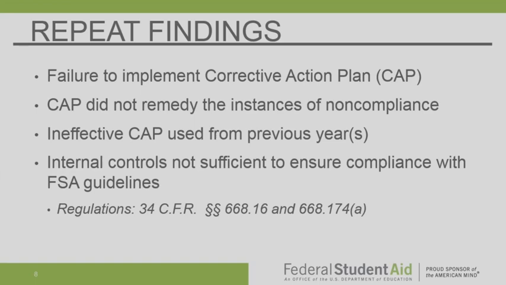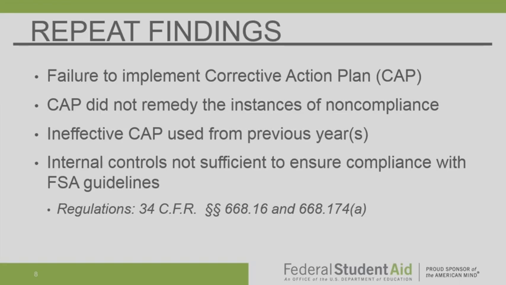So this one is kind of broad. It's just called repeat findings. So you had a problem last year and we sent you some information that identified the problem, and you were required to complete something called a corrective action plan. We call them CAPs for short. We have acronyms for everything. And in this situation, the CAP didn't remedy the problem. So you get a repeat finding.